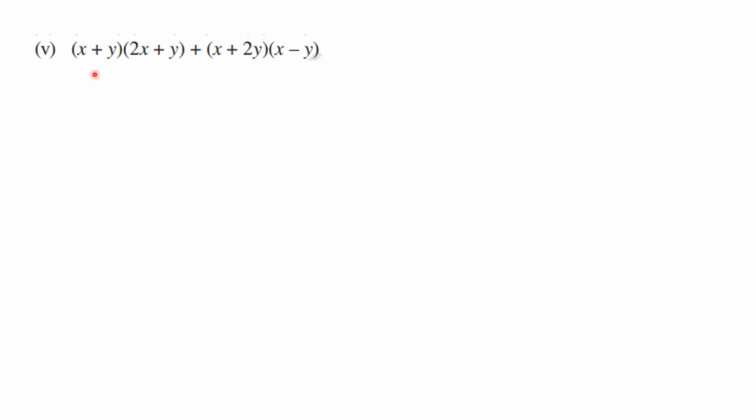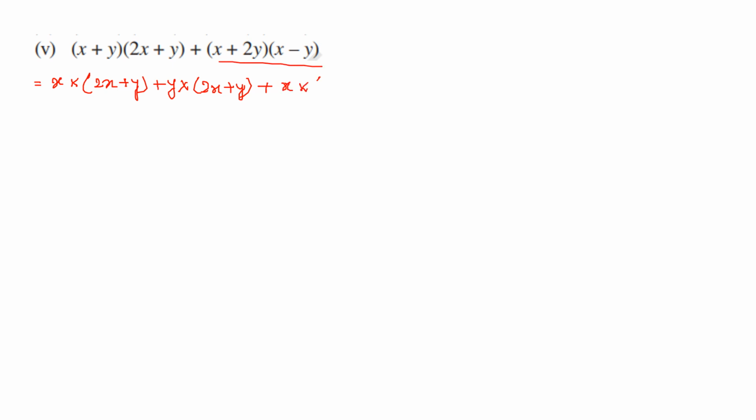Now fifth question: (x plus y) multiplied by (2x plus y), plus (x plus 2y) multiplied by (x minus y). Here also you have to multiply two binomials and two binomials, and then simplify if possible. So now start multiplying. First, x multiplied with (2x plus y), then plus y multiplied with (2x plus y). So this is the first two binomials I have multiplied.